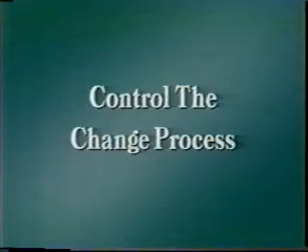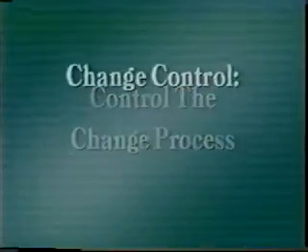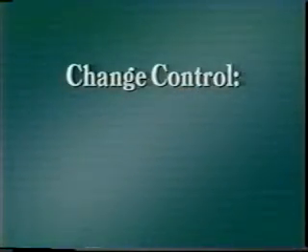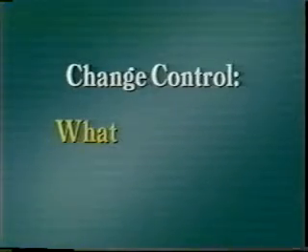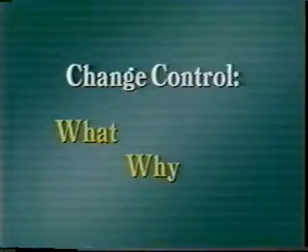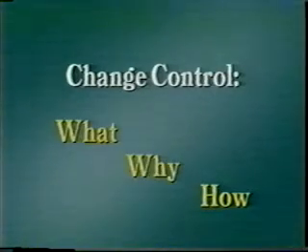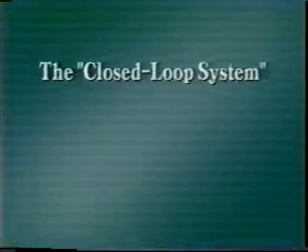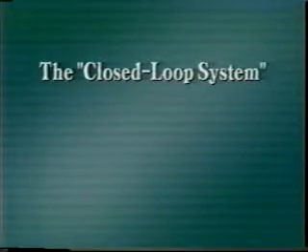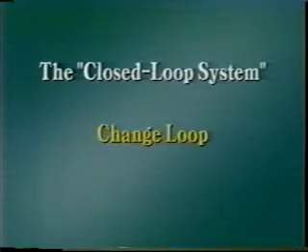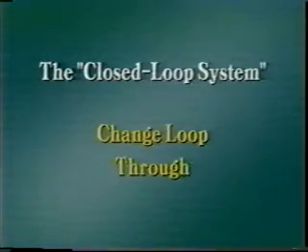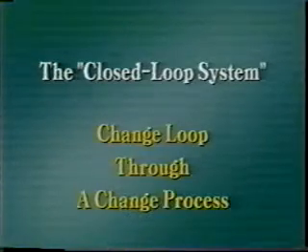If a company wants to make a change in its procedure, it has to control that change process so that it knows what is different, why it is different, and that the company has implemented, in an organized way, whatever that difference or change is. That gets us back to the original closed loop. If you change something in the loop, you get back into the loop through a change process.